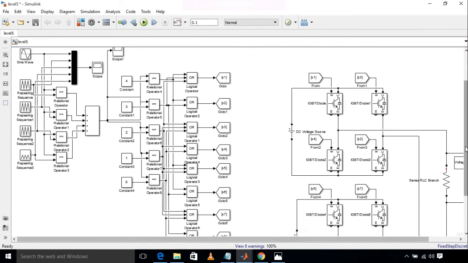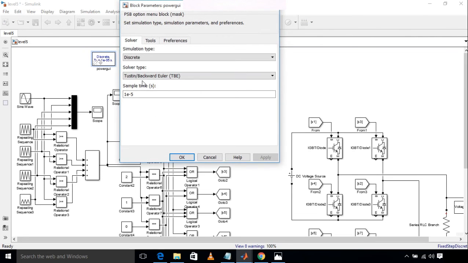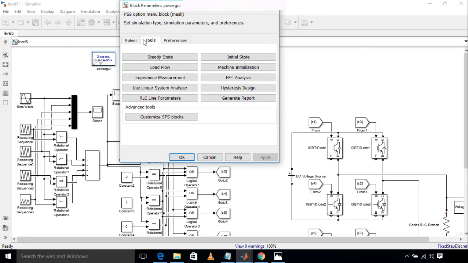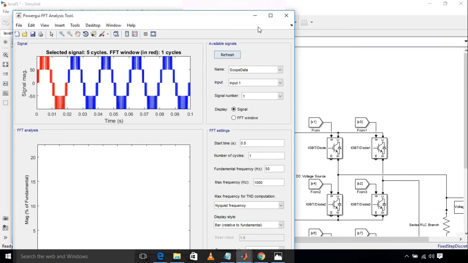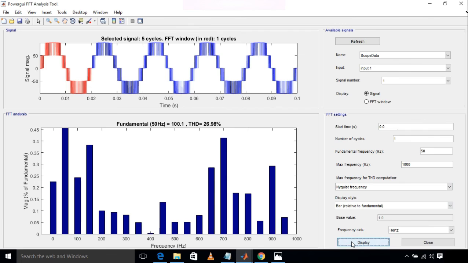So now calculate the THD. Go to power gui. After that click on tools, THD Analysis, and give the fundamental frequency as 50 Hz. That is already given, and click on display. So you can see our THD is 26.98%.